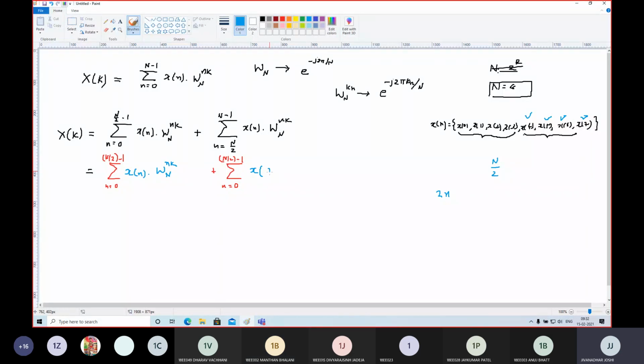n by 2 plus n means n plus n by 2. Now try to put 0 here. So 0 plus 4, so it will be referencing x of 4. Then 1 plus 4, so it will be 5. Then 2 plus 4, so I'll be referencing x of 6. And similarly 3 plus 4, so it is x of 7. Is it correct? Say yes or no.